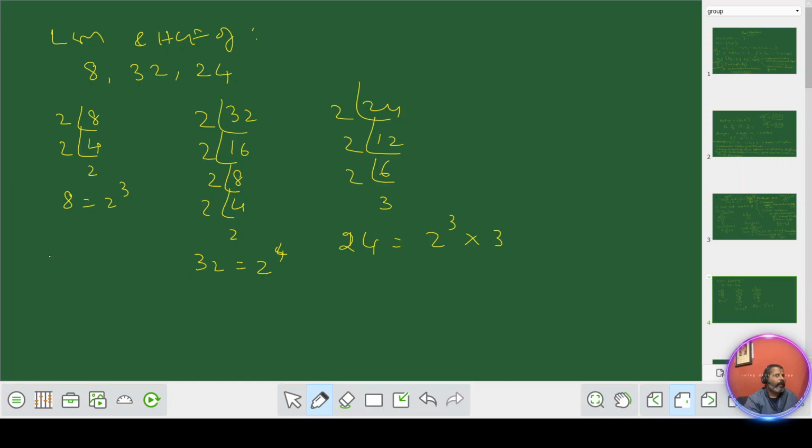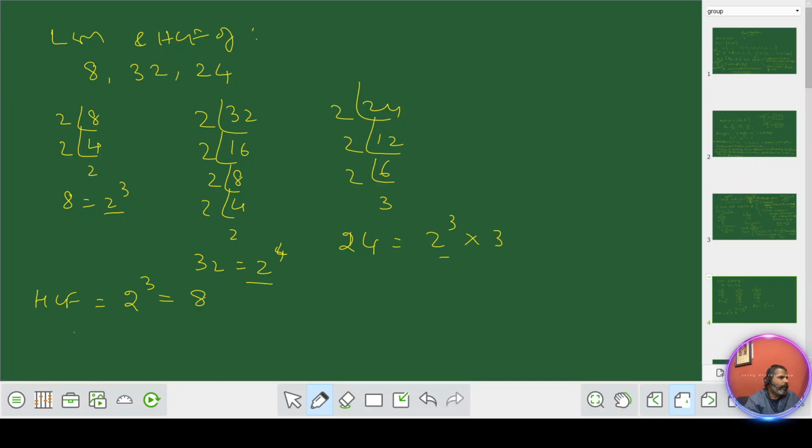Remember, for HCF, I'll repeat: pick the common factors with the lowest power. See, 2 cube is there, 2 to the power 4 is there, 2 cube is there. So HCF will be 2 cube. What is common? Only 2 is common in these three. 3 is not occurring in the other factor lists. So HCF is, don't leave it like this, expand it and write it.